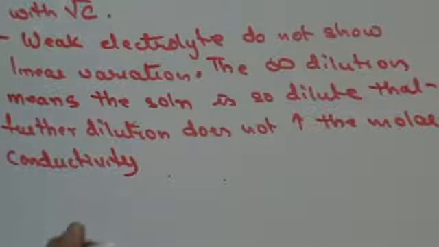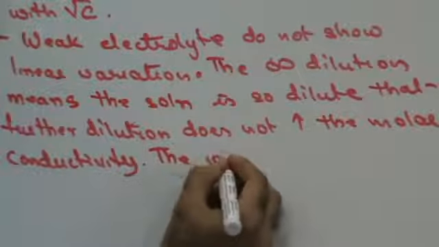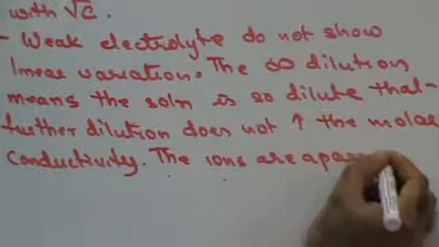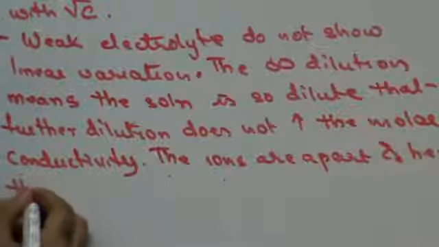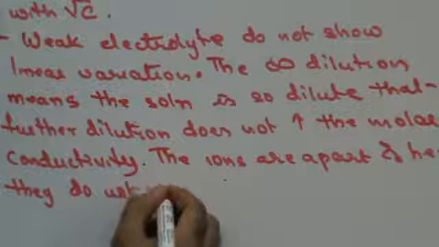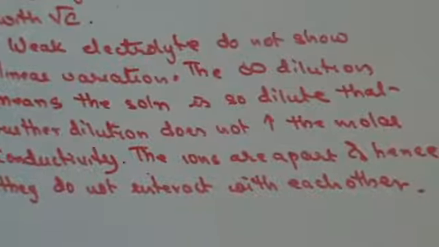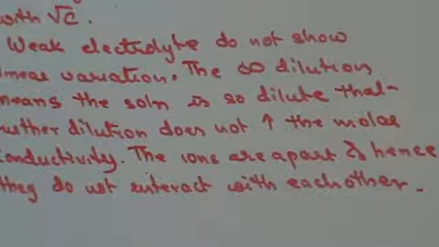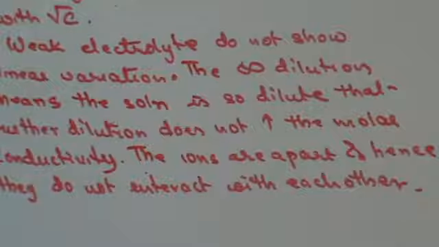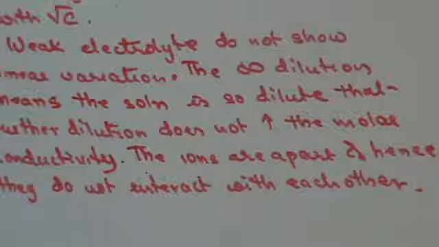The ions are apart and hence they do not interact with each other. Hence, in the case of a weak electrolyte, the graph does not approach linearity. This is the reason why the graph is not linear for a weak electrolyte: the solution is so dilute that further dilution would not increase the molar conductivity, and therefore the molar conductivity decreases at a very rapid rate, which leads to a non-linear graph.